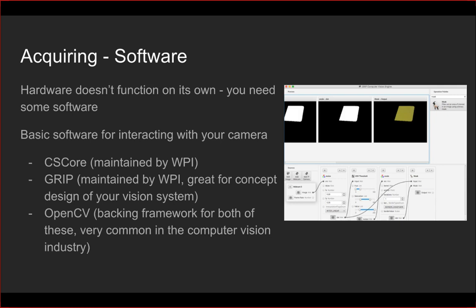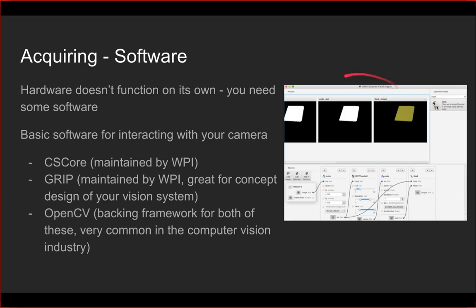Moving along from the actual acquisition stage, you have something called GRIP, which is also maintained by WPI. There was a great conference on this during championships last year, and I'm sure there's a few talks that you can find online. They're great for concept and design of your vision system.